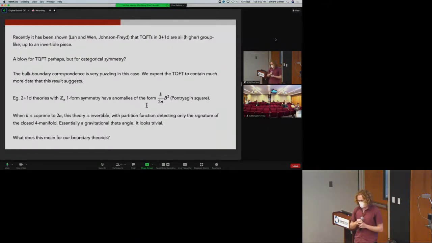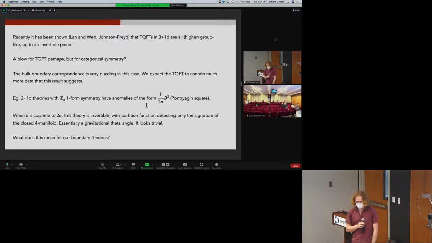So when we go to higher dimensions, there are fewer TQFTs in some sense. It was recently shown by Lan and Wen, and Theo also has a version of the statement, that TQFTs in 3+1 dimensions are all some kind of gauge theory, up to some invertible piece. Okay, so this is not great for looking for interesting TQFTs, but it is also not great for looking for higher categorical symmetries. Well, the bulk-boundary correspondence is a little bit puzzling. We really expect the TQFT to contain much more data than this result suggests.